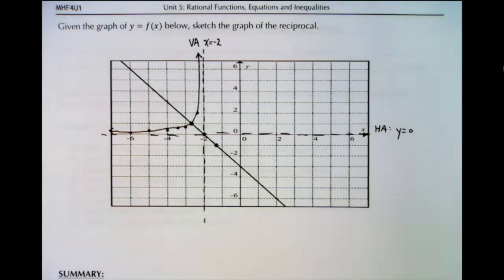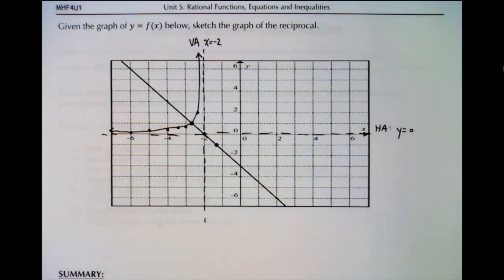And we're going to discuss more about why there's vertical asymptotes and why there's horizontal asymptotes in rational functions. But in a reciprocal function, there's going to be a vertical and a horizontal asymptote. And the horizontal asymptote is always going to be going through y equals 0 for our reciprocals.